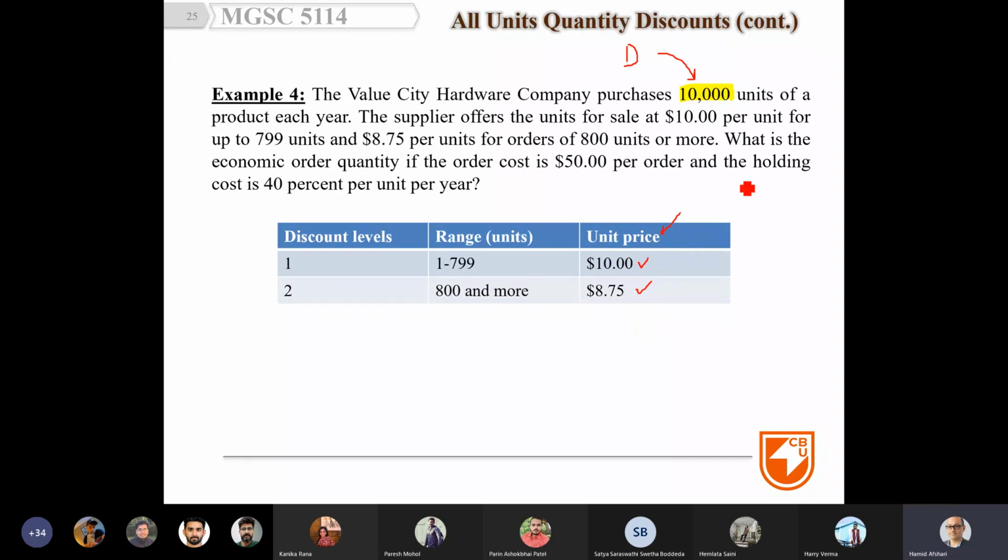Let's continue the question. What is the economic order quantity if the order cost is $50 per order? So what is this parameter? Isn't it S? So the order cost is $50 per order. So we have D, we have S. Clear for everyone? Yeah. So we have these two parameters. And the holding cost is 40% per unit per year. 40% of what?